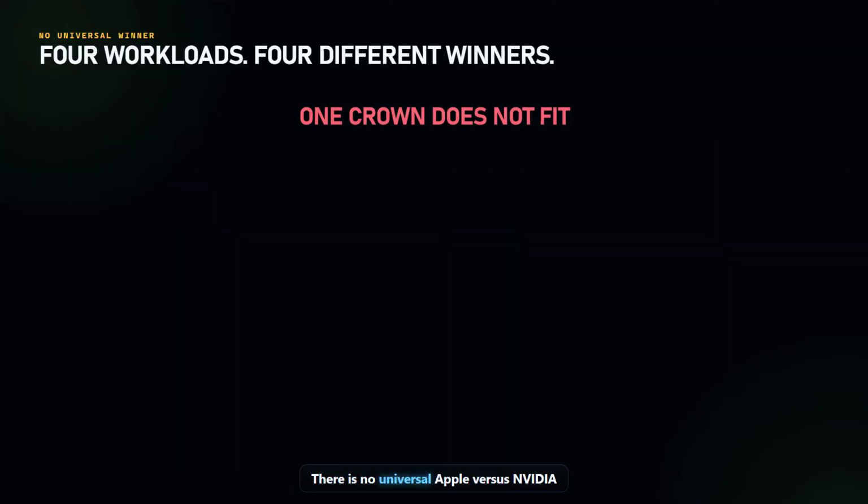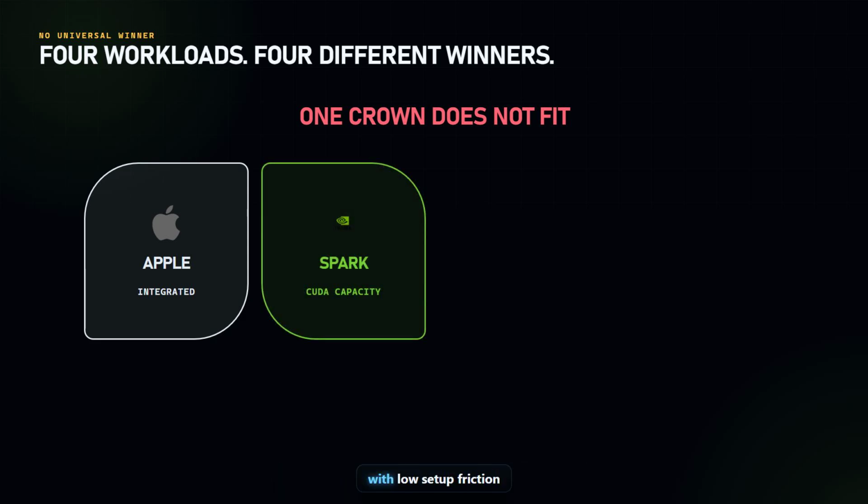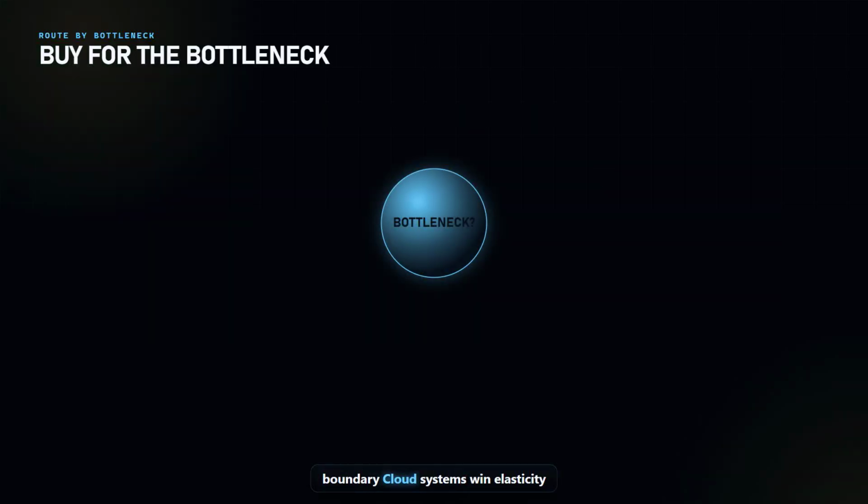There is no universal Apple versus NVIDIA winner because local AI is not one workload. Apple's advantage is a tightly integrated computer where MLX can exploit shared memory with low setup friction. DGX Spark's advantage is high unified capacity inside NVIDIA's AI software ecosystem. A discrete RTX system can win raw throughput inside its VRAM boundary. Cloud systems win elasticity. So buy for the bottleneck.